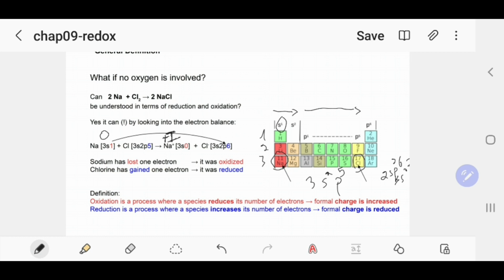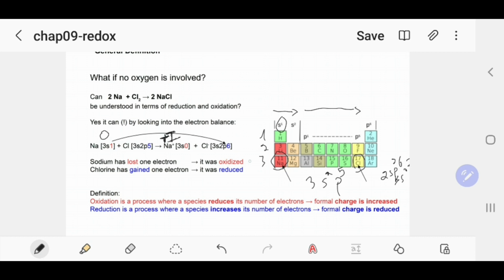So in the end, we get +1. But when we have more electrons than protons, in the end, we get -1 because the charge of an electron is negative. So from 0 to 1, the formal charge increases. And by this, we call this an oxidation. So the sodium was oxidized.